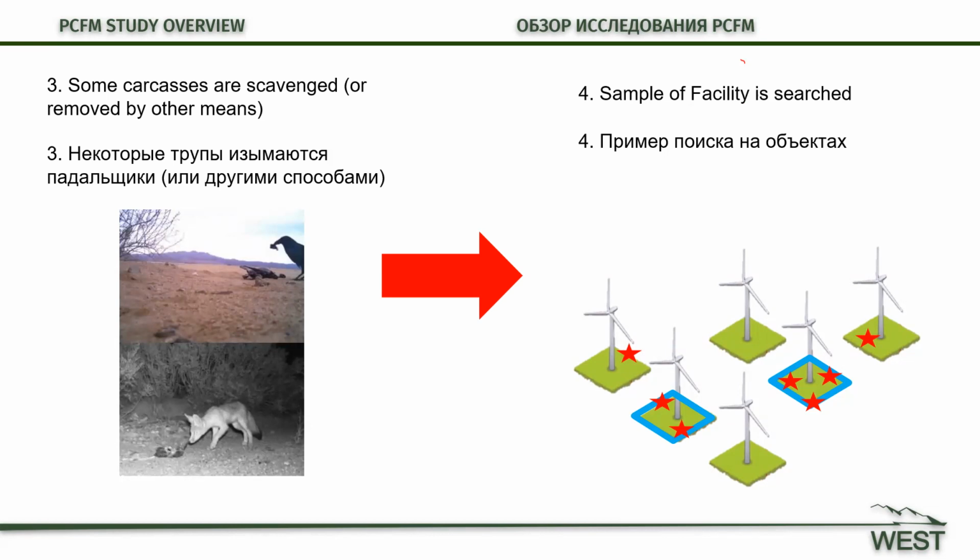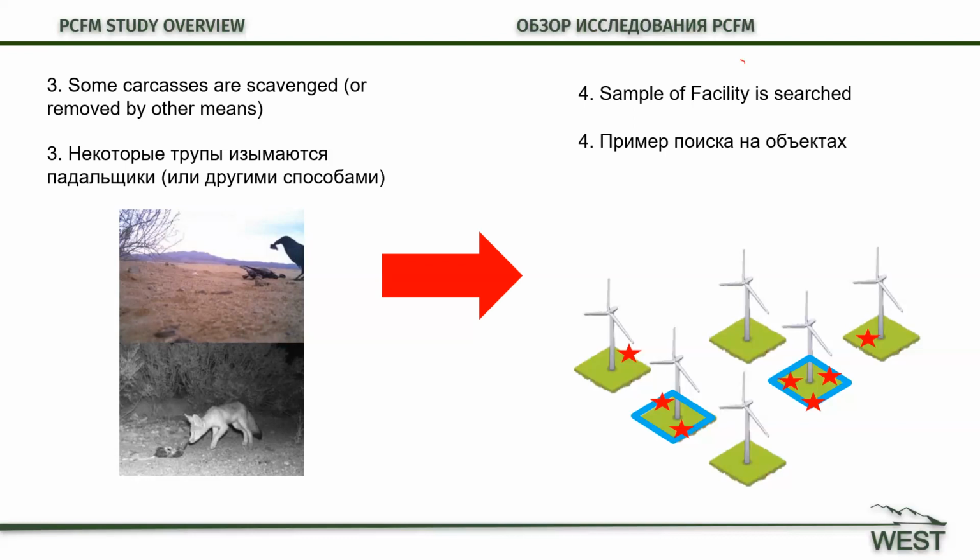So on the left, I have a couple of photographs from game cameras. There's a raven consuming a carcass on top, and a fox consuming a carcass on the bottom. These are photographs from wind farms, from experiments that we've done to try and see how long those carcasses last. So this is the carcass removal bias that affects our carcass counts, and we use experimental data to estimate the effect of carcass removal on our counts.